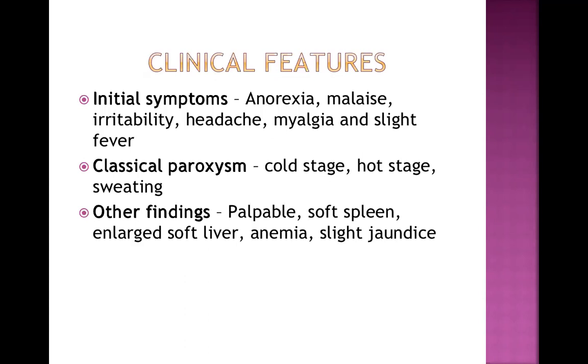Apart from that, some other findings are also very important, like palpable spleen, which is called splenomegaly, palpable liver, which is hepatomegaly, anemia. Why does anemia occur? Every student can answer this, because one of the stages of the life cycle occurs inside the RBC, and these RBCs are ruptured or destroyed in case of malaria. And if these RBCs are ruptured or destroyed, there will be jaundice as well. This is called hemolytic jaundice.